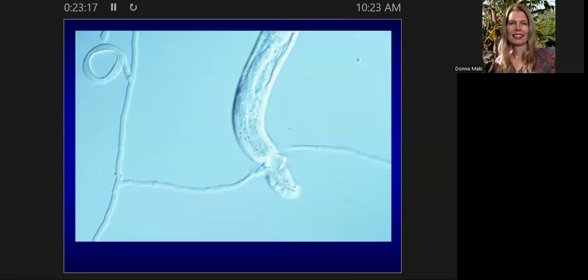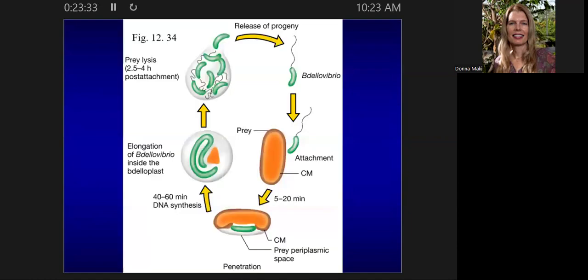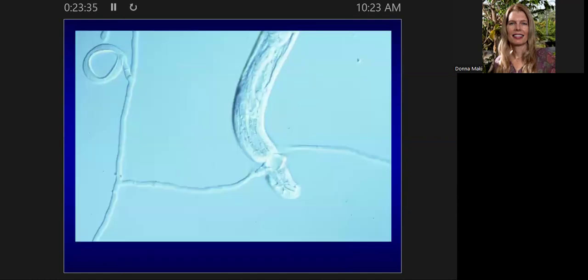This is another idea that was on that previous slide. The nematode trapping fungi as another kind of predatory microbe. So now we're into the fungal world, and they have some interesting mechanisms as well. Here is a nematode. A nematode, if you're not familiar, they're little tiny worms.